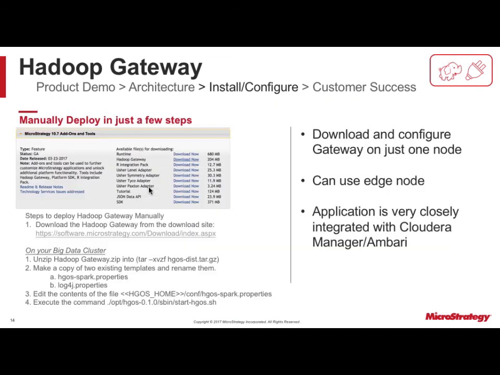Now next, I'm going to talk about the manual deployment of the Hadoop gateway. For many of you, you're probably thinking that's a pretty intimidating phrase, manual deployment. But that's why I think it's worthwhile to highlight how easy it is to set up. At a high level, all you have to do is download a tar package onto your edge node, untar this package, update one Spark properties file, and then start the application.